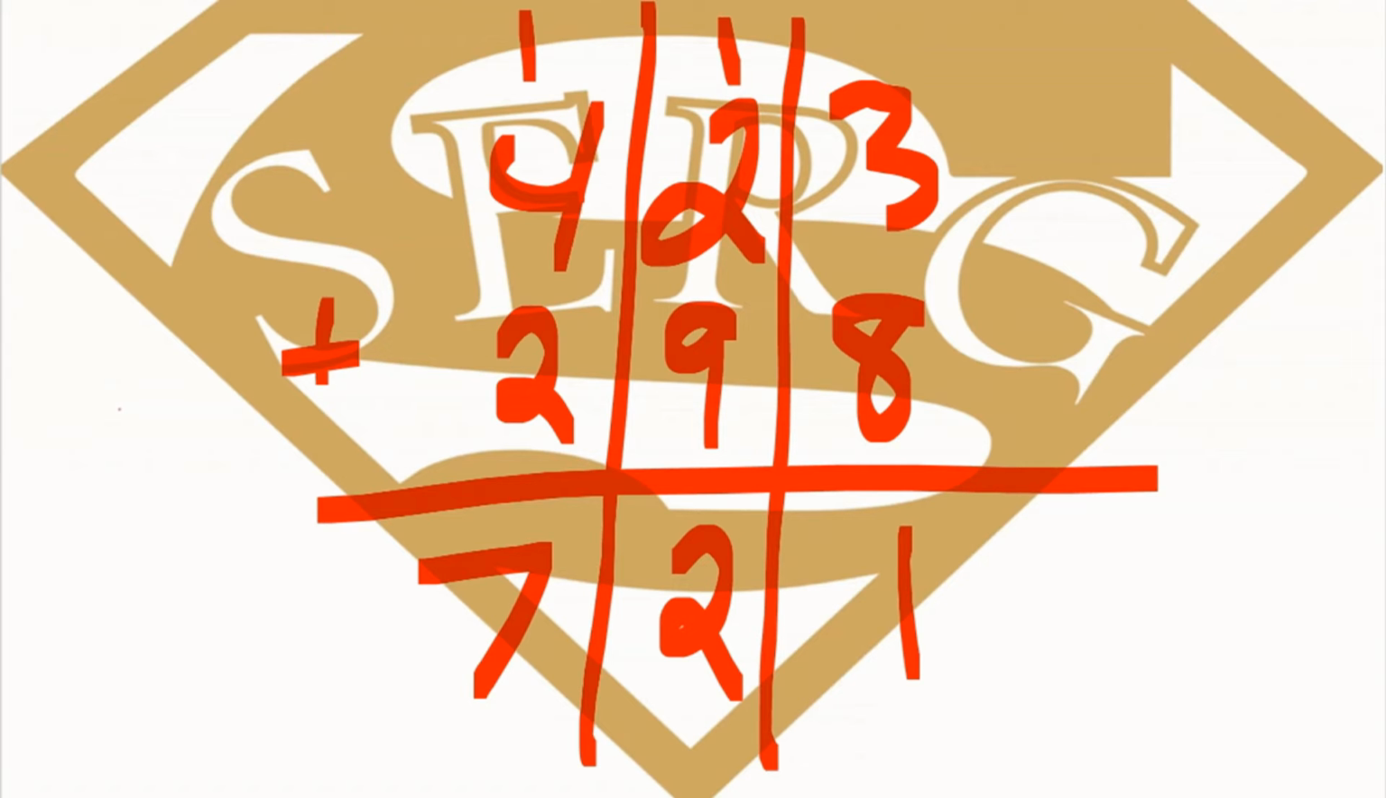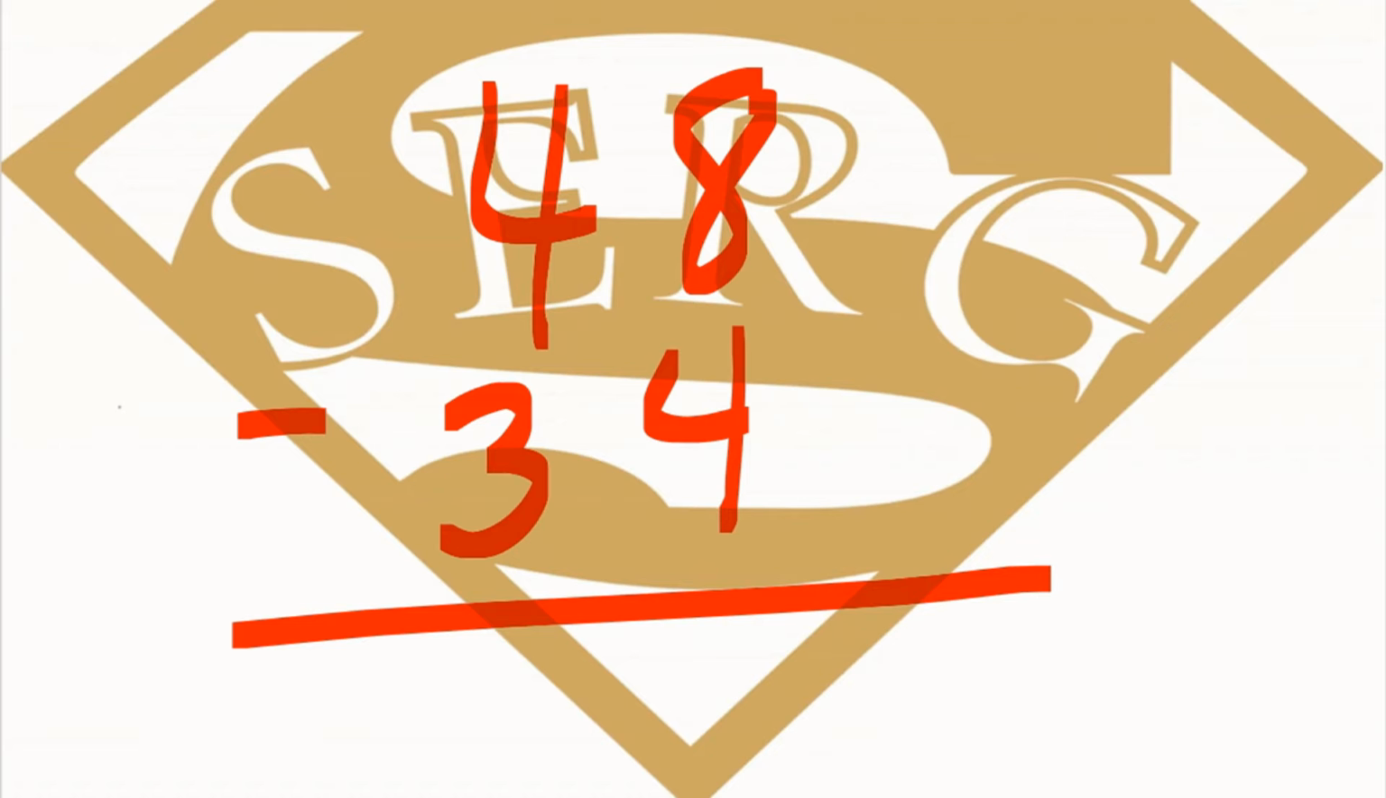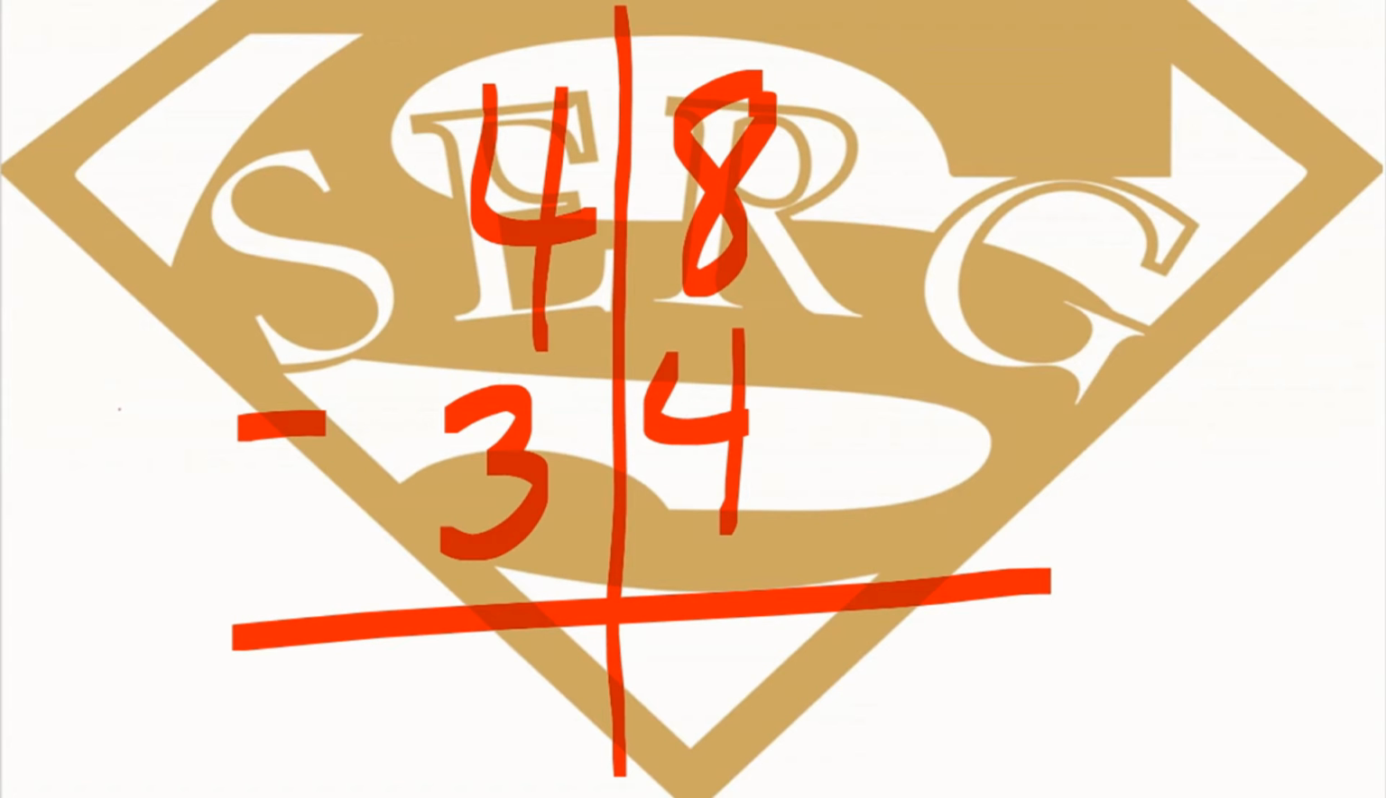So that's our addition. Let's go to subtraction. We have 48 minus 34. This is a two-digit number subtracted by a two-digit number, right? Same thing: I draw a vertical line between the ones place and the tens place. So let's get started. We always go from right to left when we're subtracting, adding, or multiplying in standard algorithm.